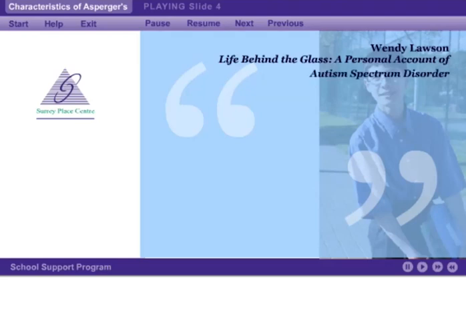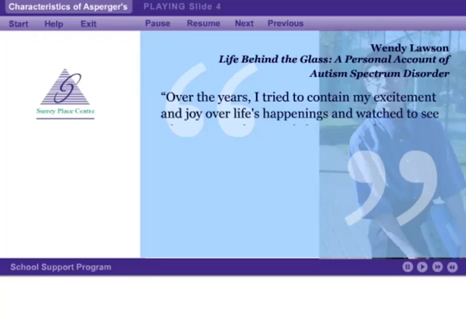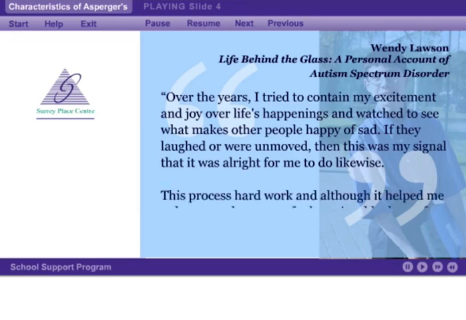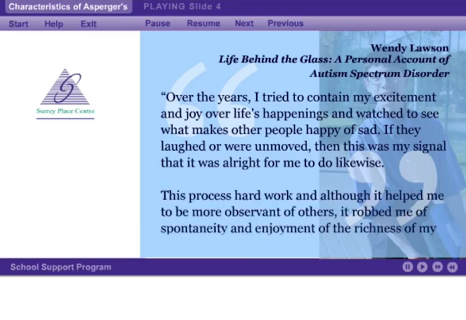Wendy Lawson, a psychiatrist and author of Life Behind the Glass, a personal account of autism spectrum disorder, describes the social challenges of understanding others. "Over the years, I tried to contain my excitement and joy over life's happenings and watch to see what makes other people happy or sad. If they laughed or were unmoved, then this was my signal that it was all right for me to do likewise. This process was hard work, and although it helped me to be more observant of others, it robbed me of spontaneity and enjoyment of the richness of my own experience."